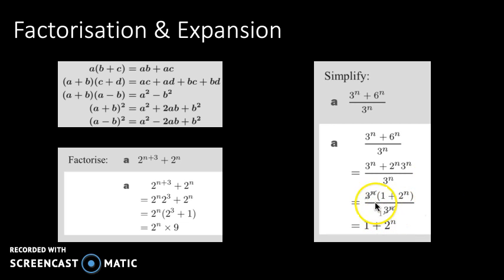But because we have the same thing top and bottom, we can now cancel them out so that we are left with 1 plus 2 to the power n over 1. And anything over 1 is just itself, so we are left with 1 plus 2 to the power of n.